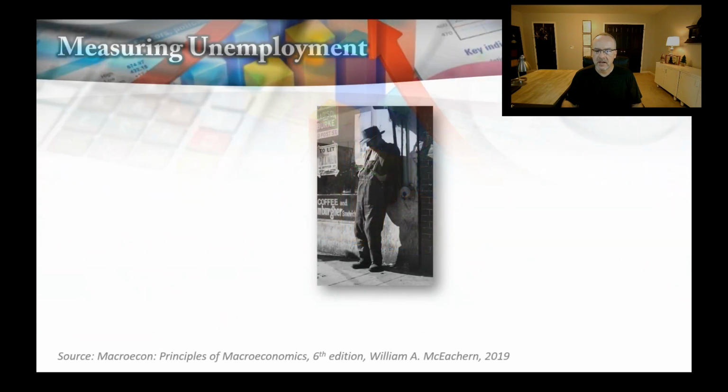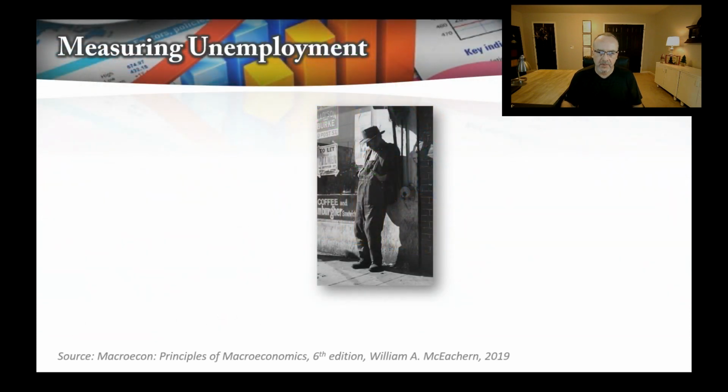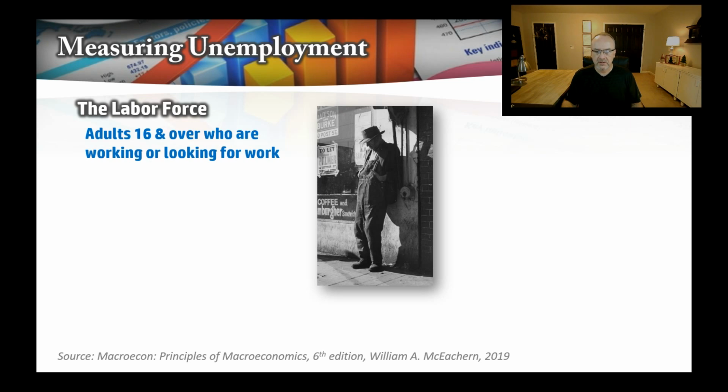How do we measure unemployment? Well, let's look at a couple of key terms first. The first thing we need to do is discuss the labor force. What is the labor force? Obviously, if we're going to talk about people who are not employed, who do not have jobs, we need to talk about the total group of people from which we can get labor. That's called the labor force. In the United States, that's considered adults 16 and over who are working presently or are looking for work. Those 16 and over who are working now or are looking for work.